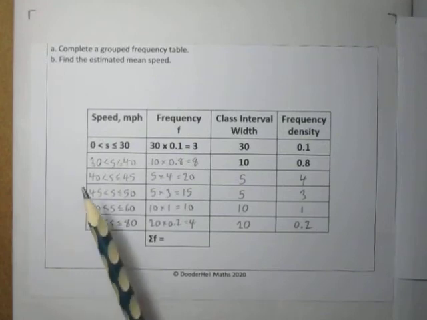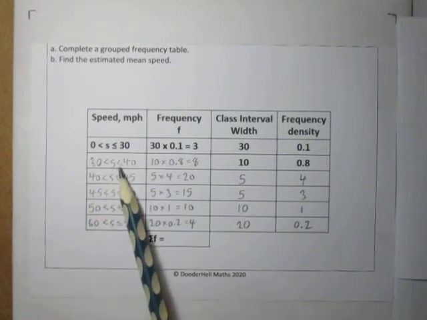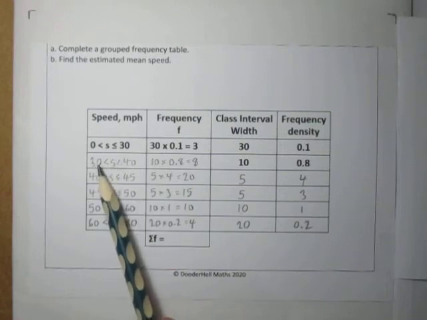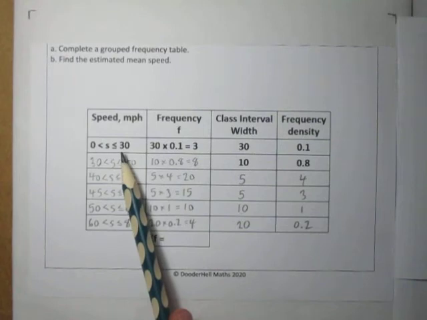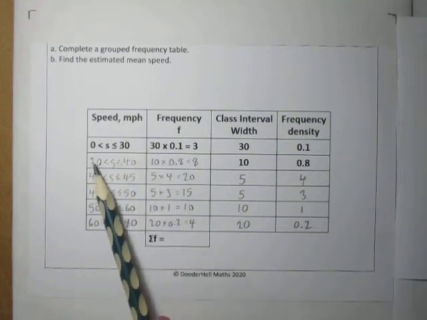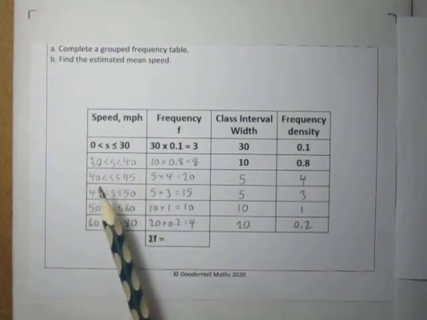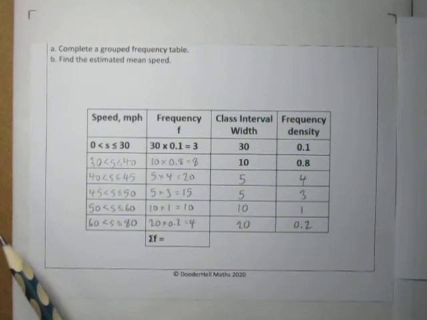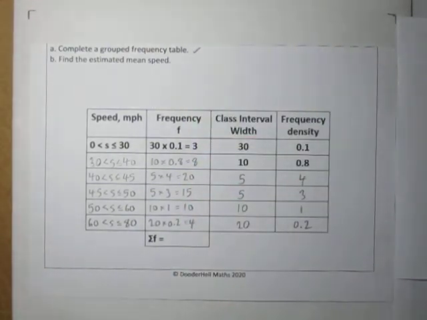Note again the use of the inequality signs. That means that for this table, 30 miles per hour would go in this group here, and anything between 30 and up to 40 would go in this group. Okay, 40 would go into this group, not in this group. So I've done the first bit there, complete the grouped frequency table.